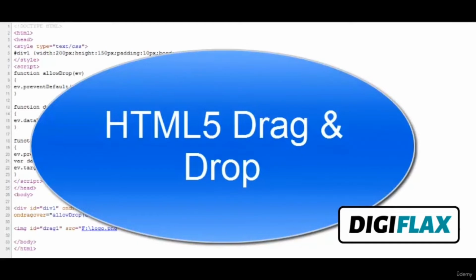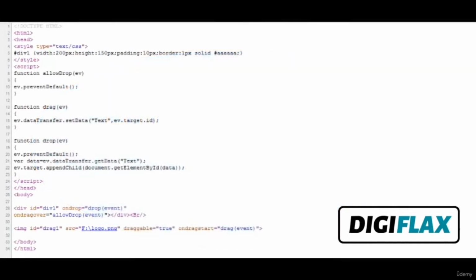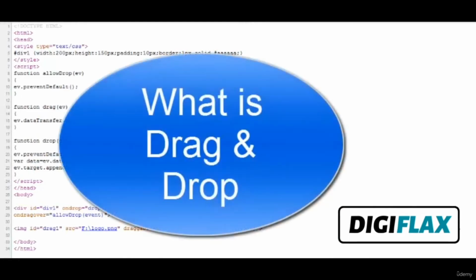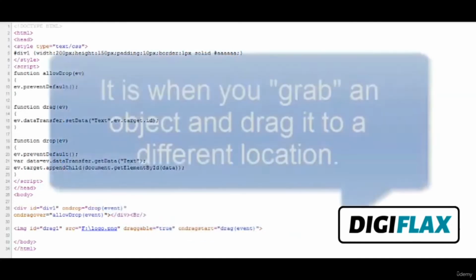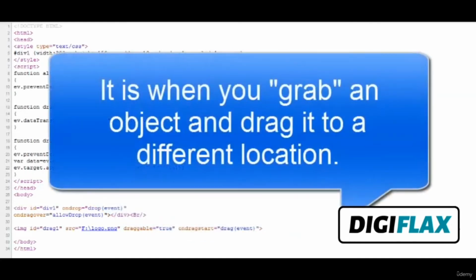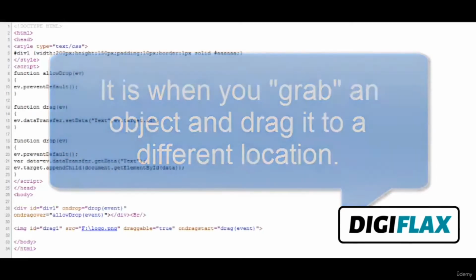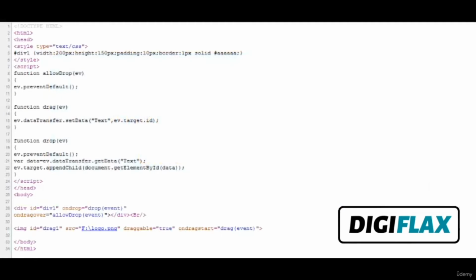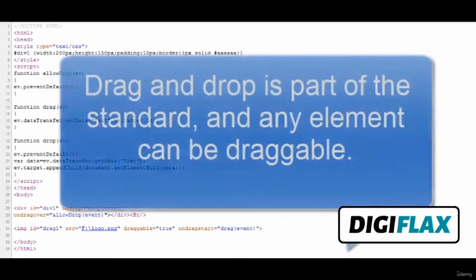So in this tutorial, we will learn about the exciting new feature of drag and drop. Drag and drop is a very common feature. It happens when you grab an object and drag it to a different location. You might have seen the drag and drop feature in all the modern shopping carts, where you can drag a product and drop it onto the shopping cart. In HTML5, drag and drop is a part of the standard.